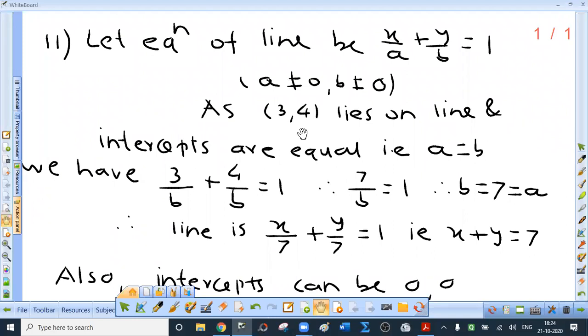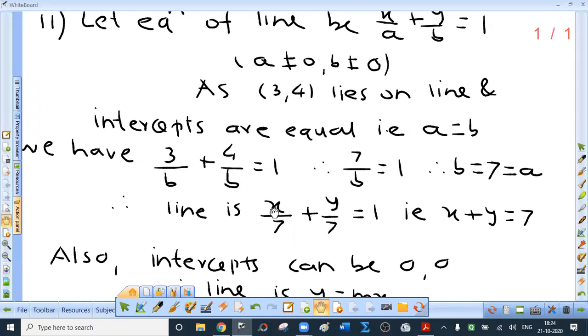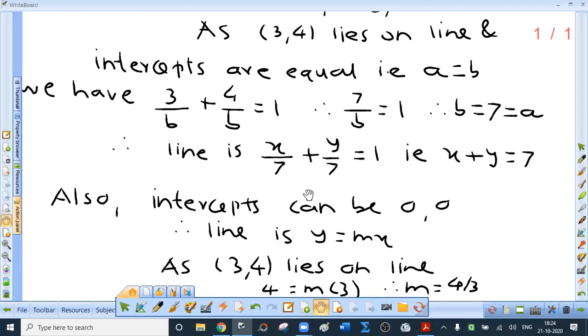Now, intercepts are given to be equal. So b equal to a. So we get b equal to 7, so a is also 7. So the line is what? x plus y equal to 7.